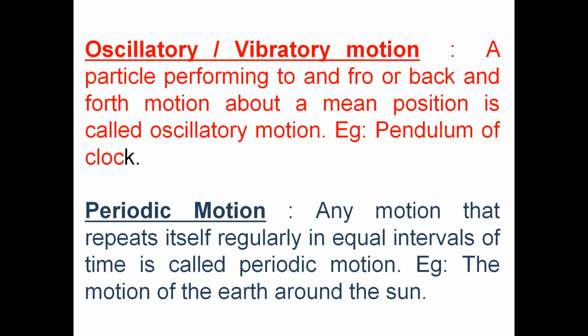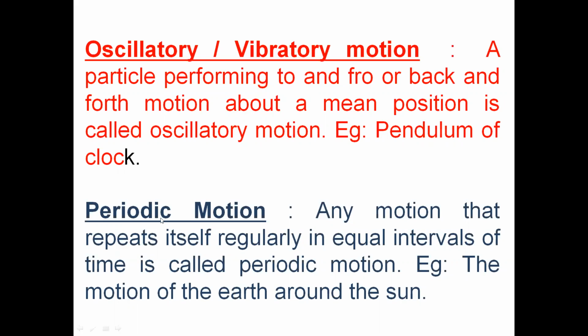So what is oscillatory or vibratory motion? A particle performing to and fro motion, crossing a particular point. That is called oscillatory motion. Examples are a pendulum or a tuning fork. You can take examples like that.